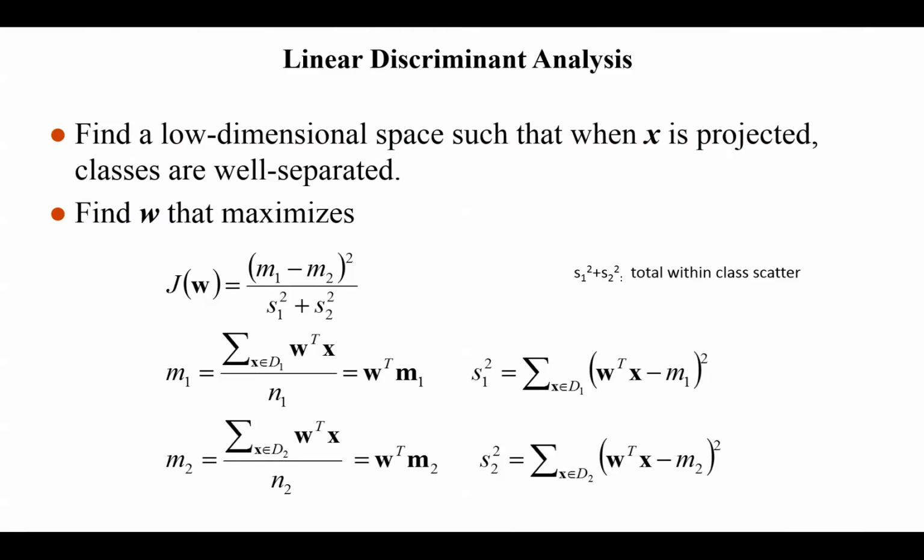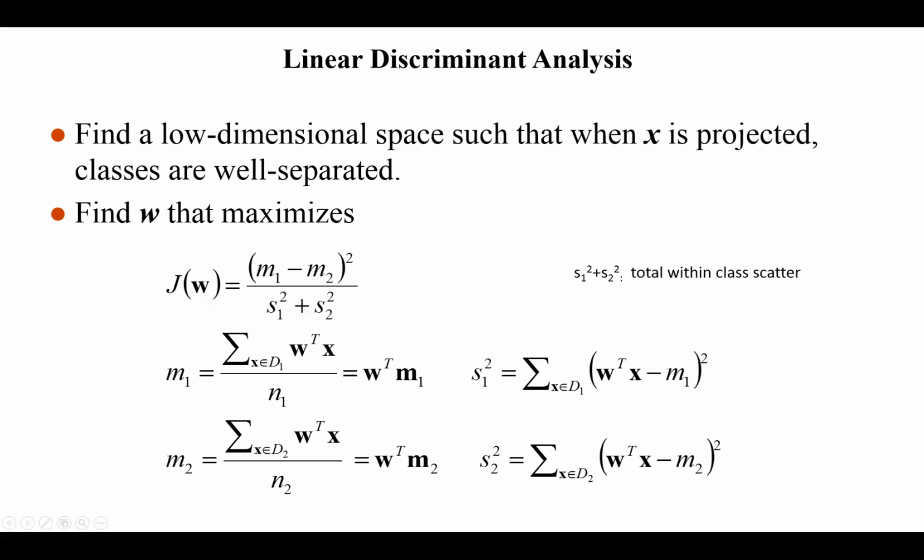Another approach to reduce the dimensionality by combining features is to use multiple discriminant analysis, which seeks a projection that best separates the data. We need to find a vector W that maximizes J of W. In the case of two categories, it is (m1 minus m2) squared divided by s1 squared plus s2 squared.